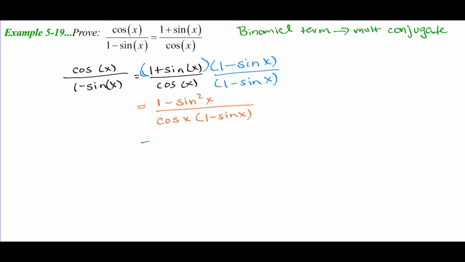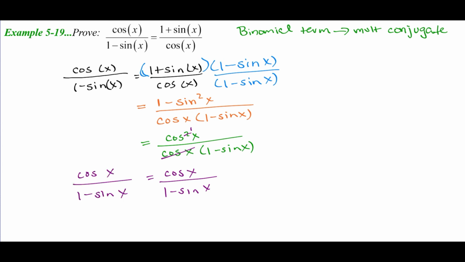Okay, so now 1 minus sine squared x, when you see a squared term with an addition or subtraction sign, remember you're going to think of Pythagorean identities. So if you look at your Pythagorean identities, 1 minus sine squared x is really the same as the cosine squared of x. So we have cosine squared of x over cosine of x times 1 minus sine of x. And then this cosine can cancel with one of these, and then I'm left with cosine of x over 1 minus sine of x, which is exactly what we had on the other side. So my left and right sides look identical, and I know that my proof is completed.